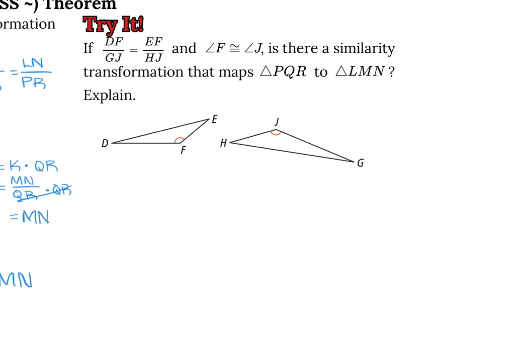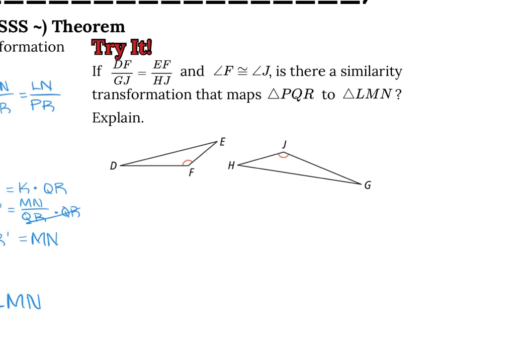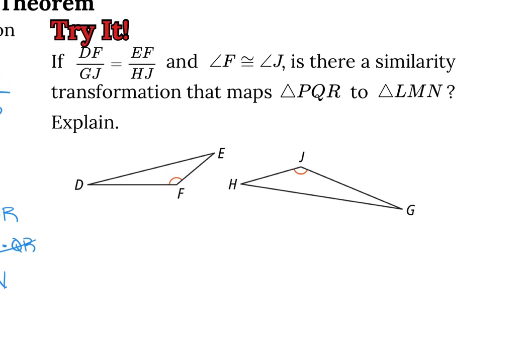Let's look at our try it. Okay, so if DF over GJ equals EF over HJ, so they're telling us that those ratios are equal to each other, and that angle F is congruent to angle J, is there a similarity transformation that maps triangle DEF onto triangle GHJ? So we want to start by proving that our dilations would be equal.